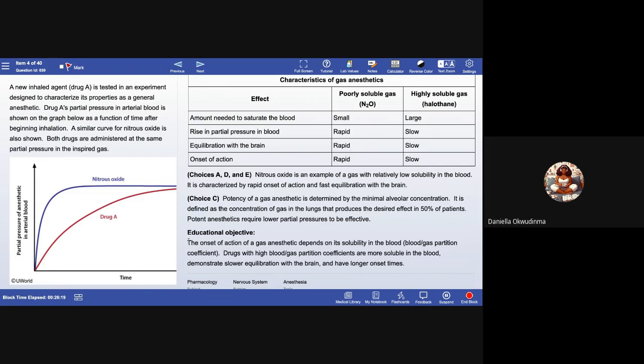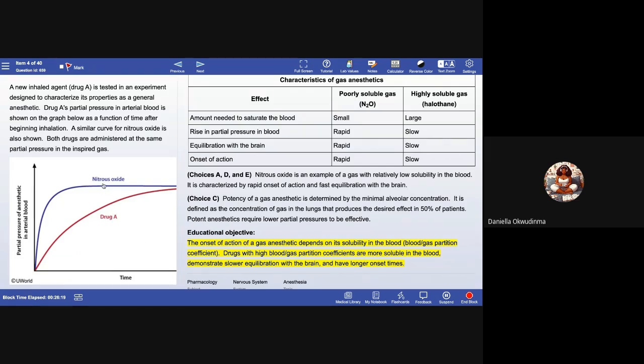Characteristics of gas anesthetic. So in poorly soluble gas, the amount needed to saturate the blood is small. Like nitric oxide, the amount you need to saturate the blood is small, but highly soluble gases like halothane, we need a large amount to saturate the blood. The rise in partial pressure in blood will be rapid in nitric oxide, but it will be slow in halothane.